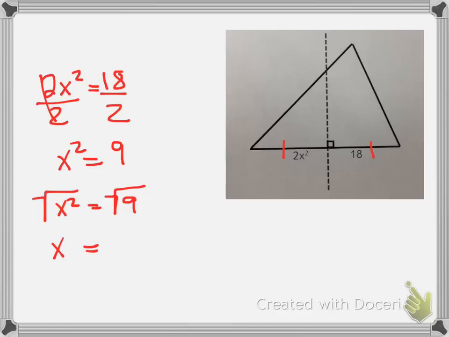And I don't know if you guys talked about this in algebra or not, but if you take the square root of a positive number, its answer is actually the positive and negative of it. So the x could be plus or minus 3, because negative 3 squared is 9, and positive 3 squared is 9.